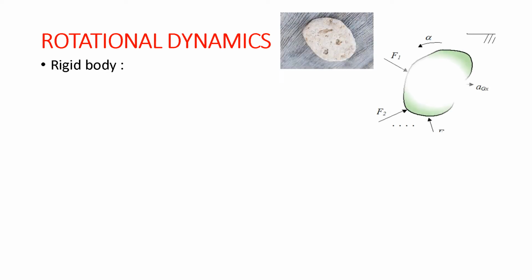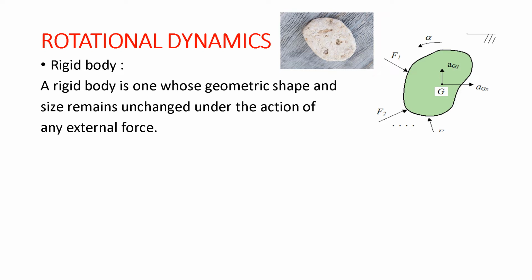Hello students, today we'll learn rotational dynamics. You see that these are the picture of rigid body. How will you define rigid body? A rigid body is one whose geometric shape and size remain unchanged under the action of external force.